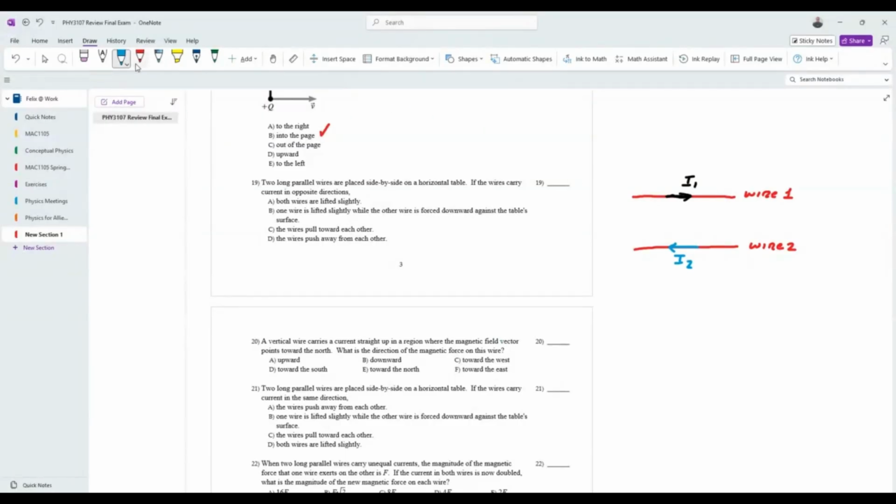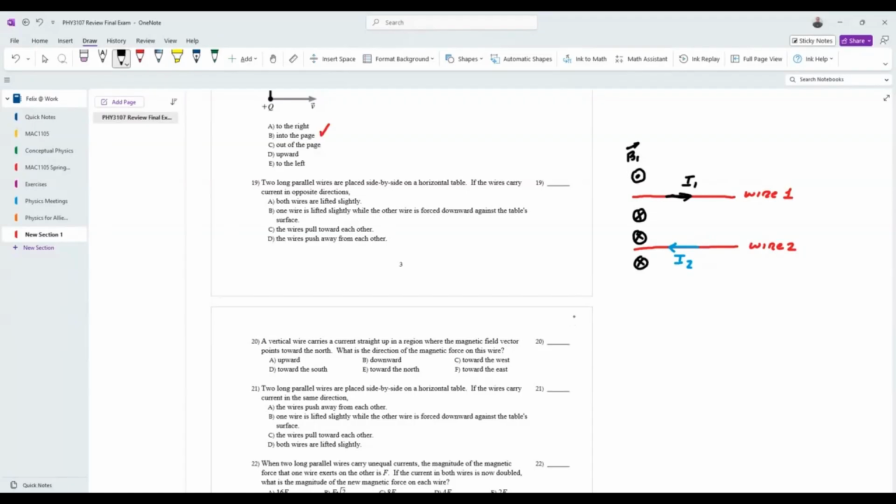So if you find the magnetic field due to the current I1, above the wire I1, the magnetic field due to I1 would be leaving the plane. So this is P1, right? And below the wire 1, the magnetic field would be entering into the plane, right? Below, it will be entering into the plane.